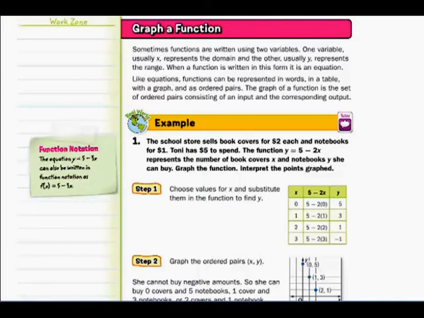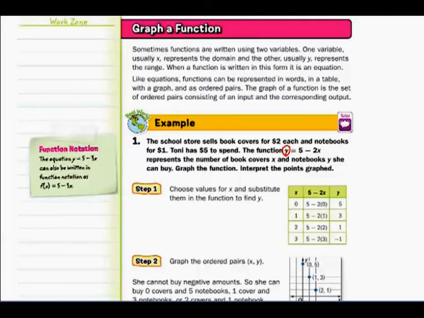So, looking at example 1, it says the school store sells book covers for $2 each and notebooks for $1. Tony has $5 to spend. The function y equals 5 minus 2x represents the number of book covers x and notebooks y she can buy. So in other words, she can only buy as many notebooks as her $5 minus the amount that she spends on book covers will allow her. So that's what this equation means. Graph the function and interpret the points graphed.